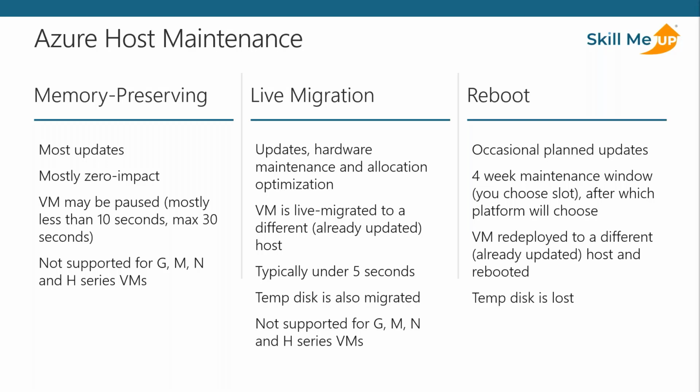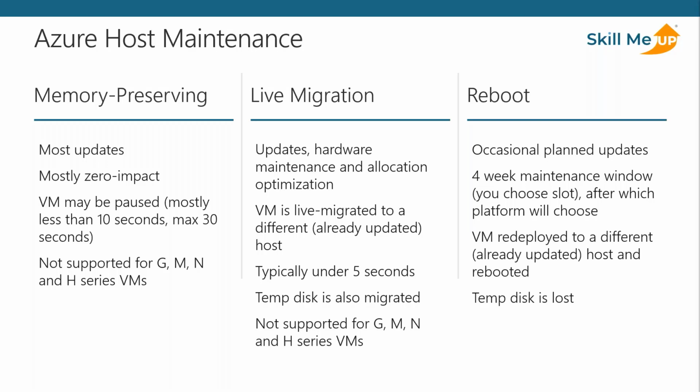You can lose it anytime. So this is for occasional planned updates. When these are planned, it's planned well in advance, and for these reboots you get a 4-week maintenance window. You'll get notified of this window, and you get to choose what slot you want to use in that window for your migration, for your update.